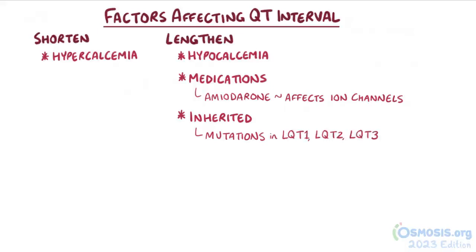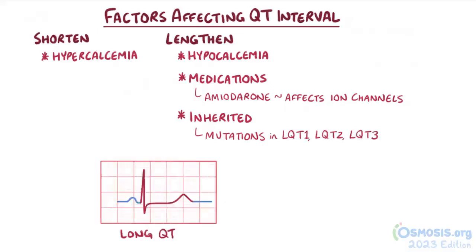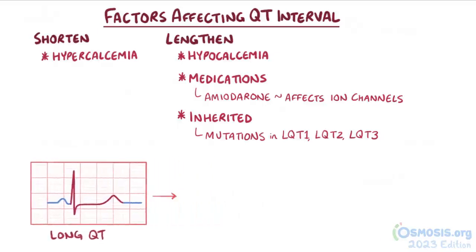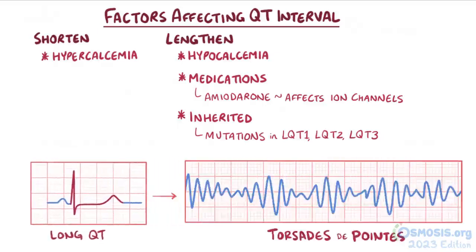One of the most feared complications of having a prolonged QT interval is a type of ventricular tachycardia that can lead to sudden cardiac death, called torsade de pointes, where the ECG shows a twisting of the points.